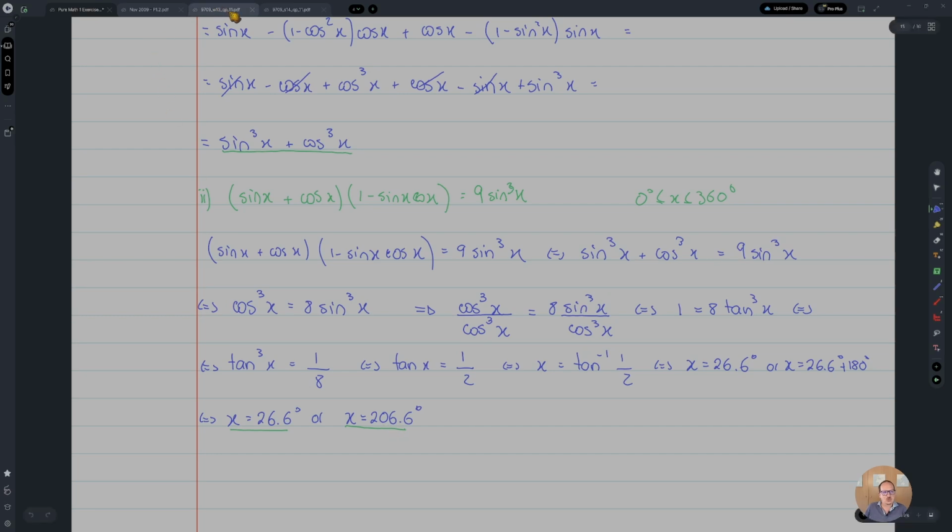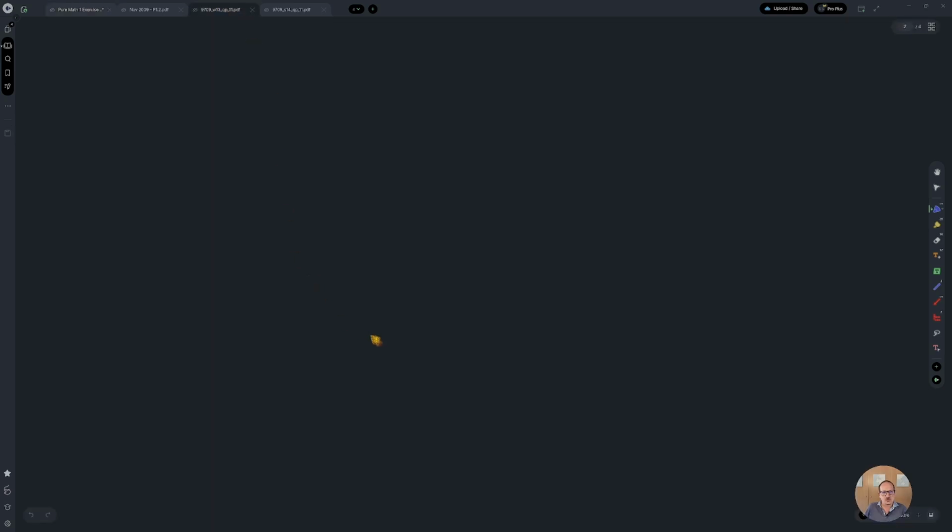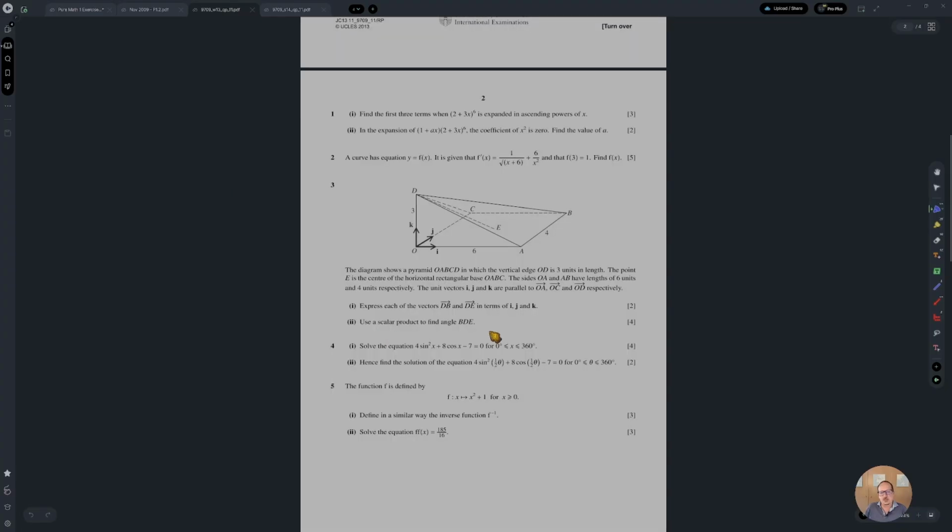Next question is this one. This is from winter 2013, paper 11, question 4. Solve the equation 4 sine square of x plus 8 cosine of x minus 7 equals 0 for this interval over here. And then hence, see here, they already showed the hence. Find the solution of the equation, this one over here.